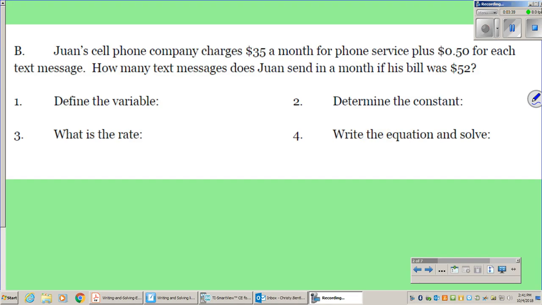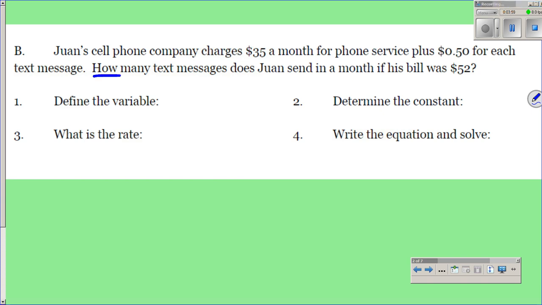Okay, let's take a look at letter B. Juan's cell phone company charges $35 a month for phone service plus 50 cents for each text message. How many text messages does Juan send in a month if his bill was $52? Again, we're looking at the number of text messages. So we're going to represent text messages with the variable, I'm just going to use x this time.